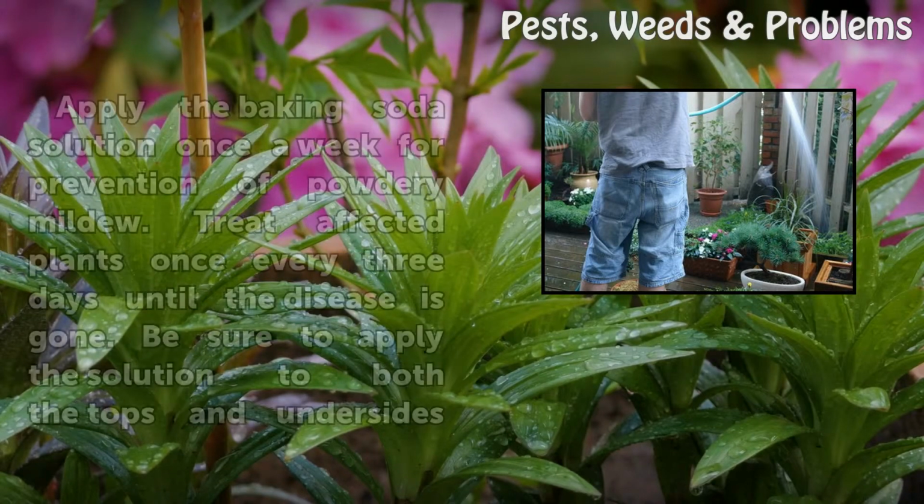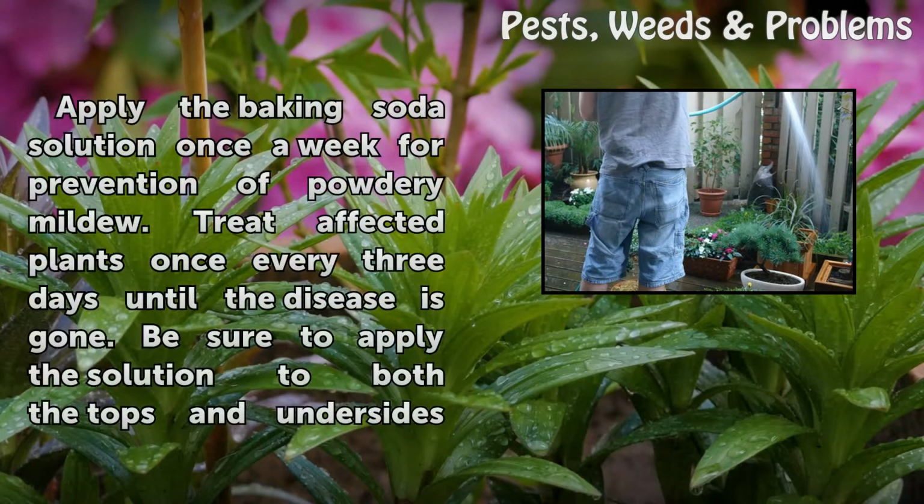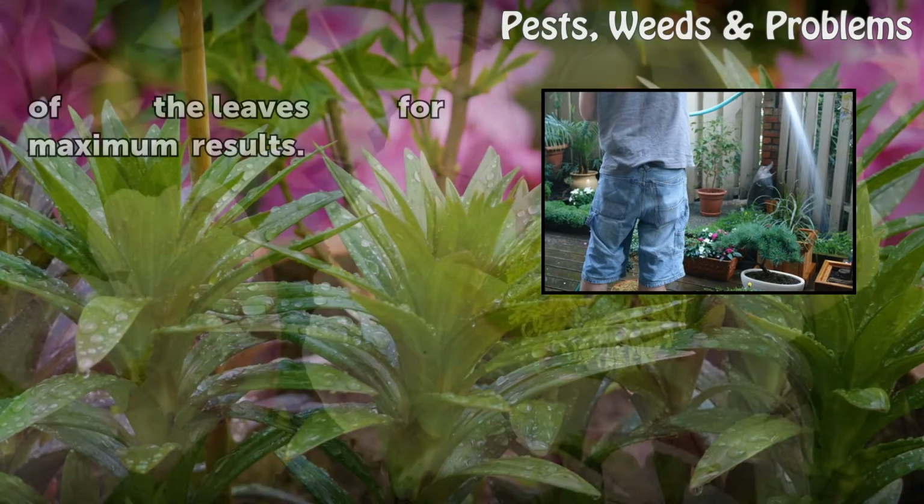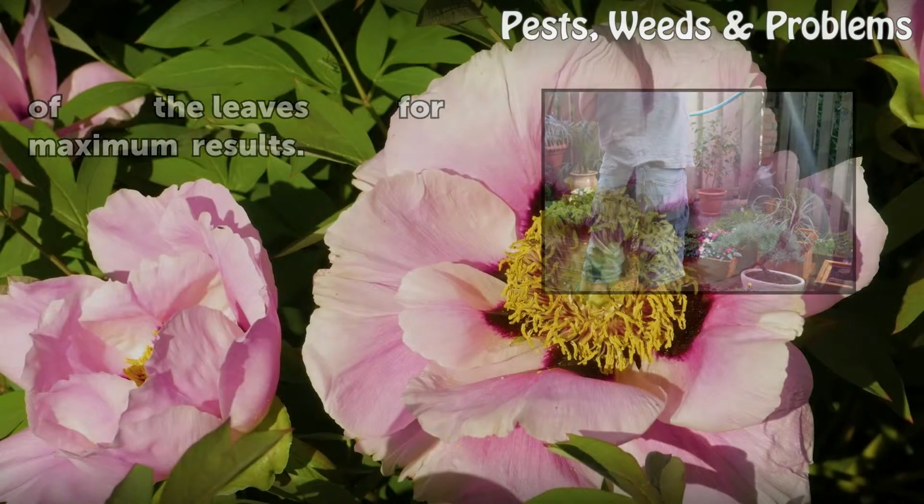Apply the baking soda solution once a week for prevention of powdery mildew. Treat affected plants once every 3 days until the disease is gone. Be sure to apply the solution to both the tops and undersides of the leaves for maximum results.